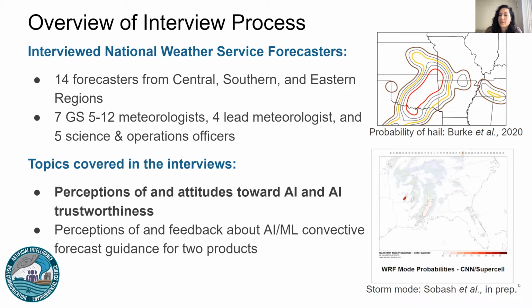And in that interview, we interviewed across the ladder, if you will, of meteorologists. So we had 7 GS 5 through 12 meteorologists, 4 lead meteorologists, and 5 science and operations officers. And in the interview, we covered topics about the perception of and attitudes towards AI and AI trustworthiness. And we also interviewed on the perceptions of and feedback about a specific AI ML convective forecast guidance. And you can see those 2 examples on the right.